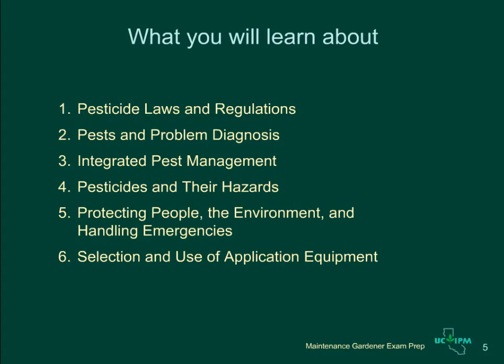To prepare for the exam, you'll need to learn about many different topics. The study guide and workbook are divided into 6 chapters that cover these topics: pesticide laws and regulations, pests and problem diagnosis, integrated pest management, pesticides and their hazards, protecting people, the environment, and handling emergencies, and selection and use of application equipment. This narrated training program also follows this outline with 6 sections in addition to this introduction and includes most of the information you need to know.